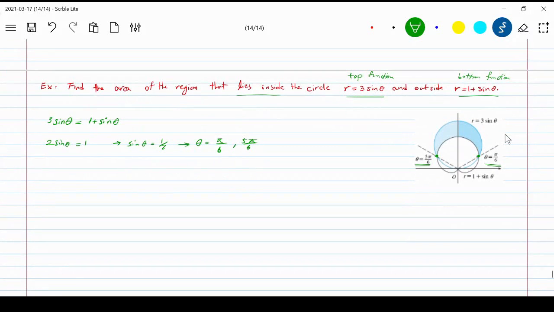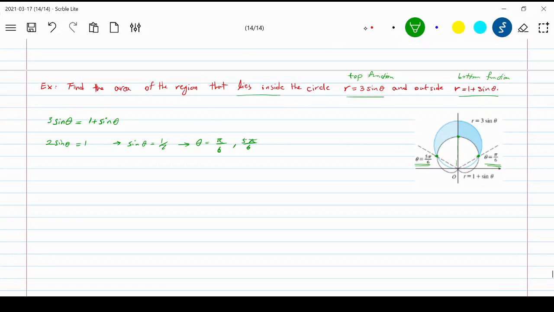Okay, and graphically you can kind of see it, the top and here is the bottom. And since you have the graph, what I'm going to do is instead of going from pi over 6 to 5 pi over 6, I'm going to cut it off at pi half. This is the angle pi half. Then by symmetry, you can multiply the result by 2.